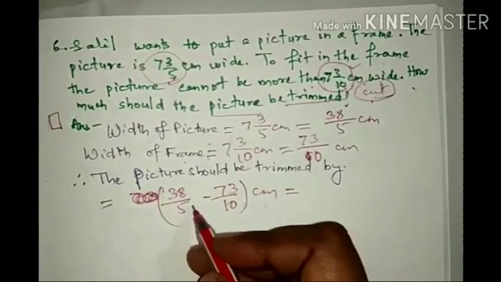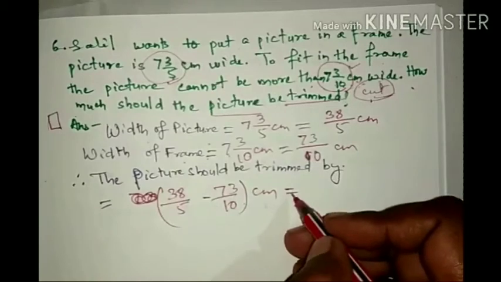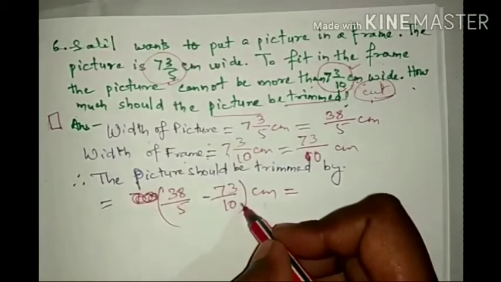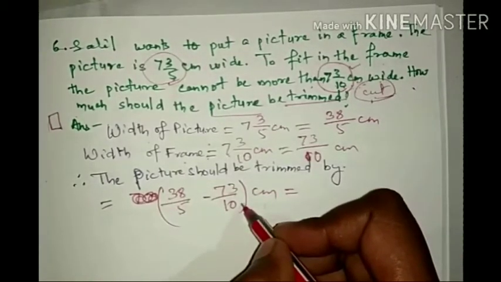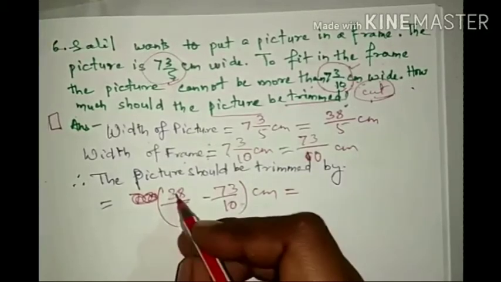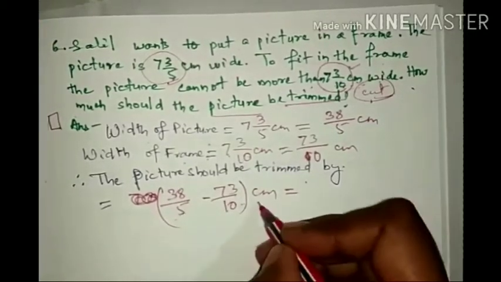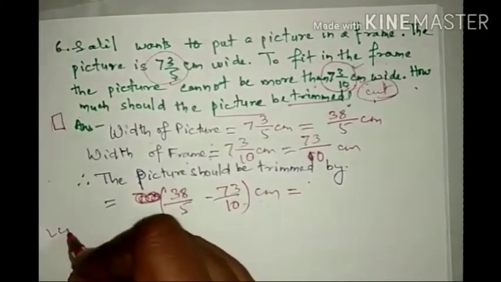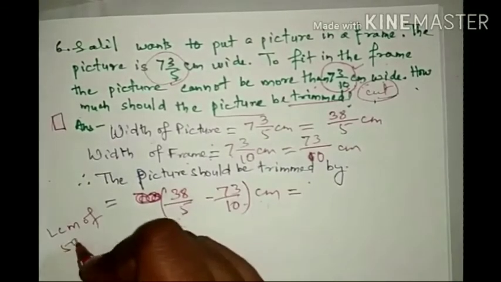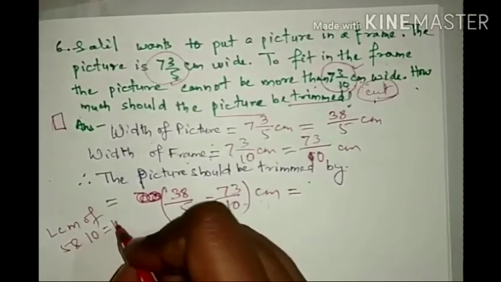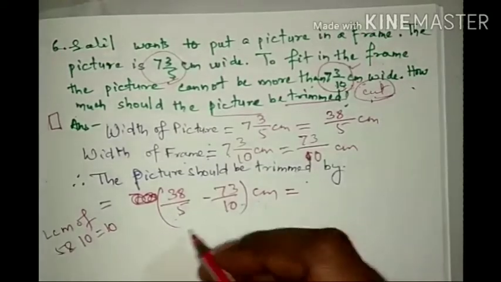So how much we'll get? Both are unlike fractions, so we have to convert them into like fractions. So 5 and 10, LCM of 5 and 10 is how much? 10.